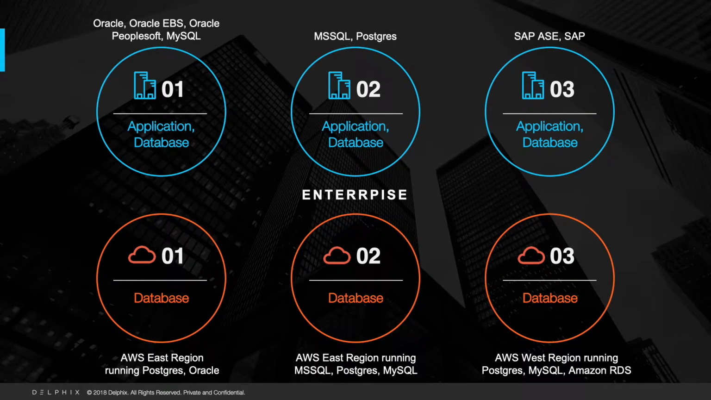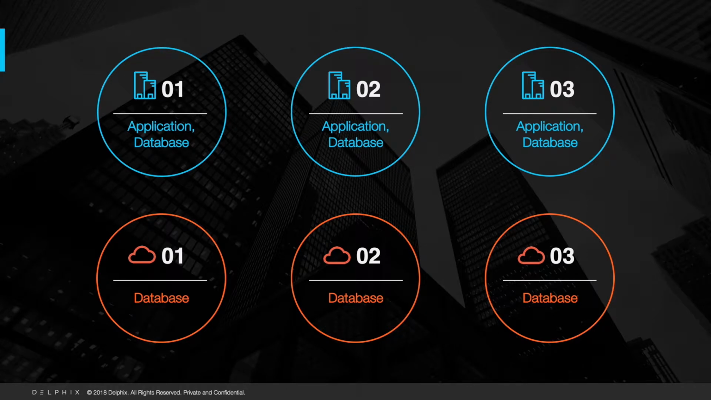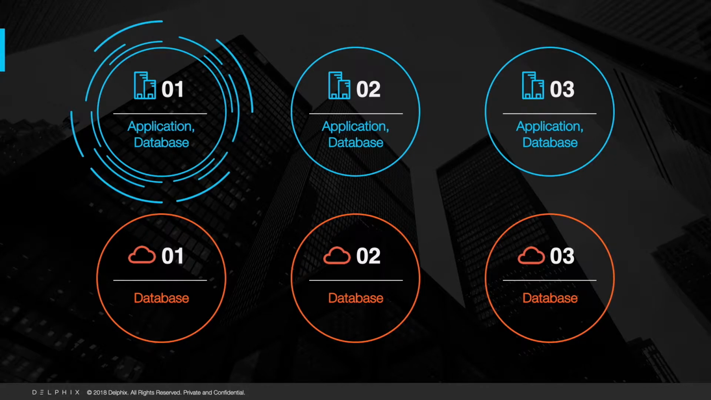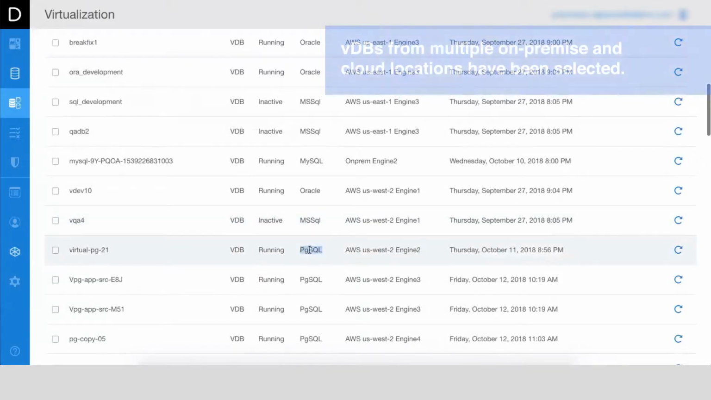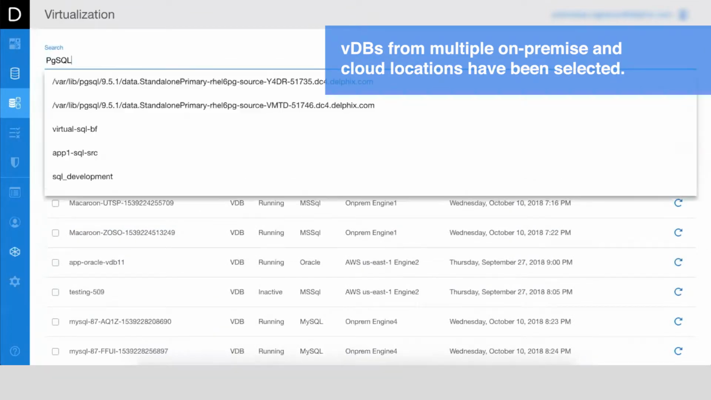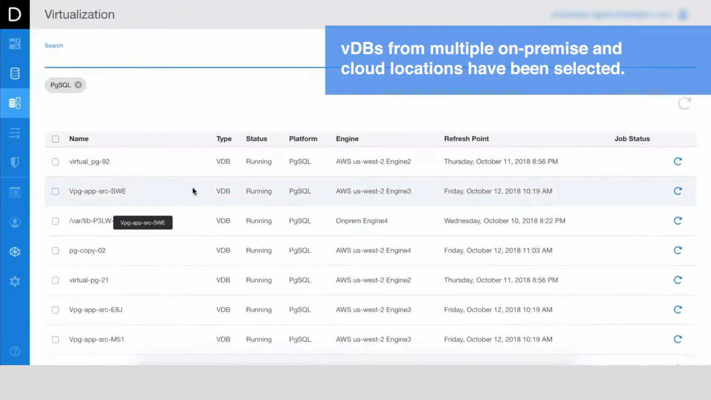Now let's take an example that an enterprise has 3 on-premise data centers and 3 cloud locations. There is growing data in Postgres in data center location 1 and on the cloud 2nd and 3rd, and we are going to refresh all of them together as a single action. Let's select VDBs for these locations in SaaS platform.